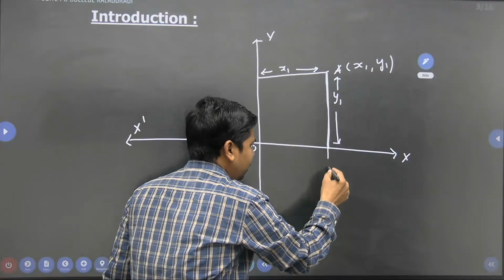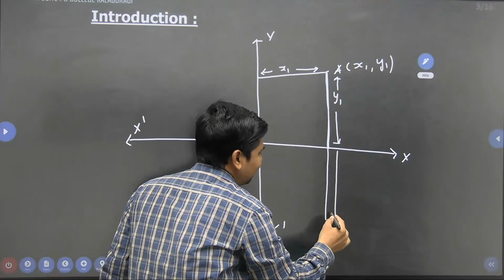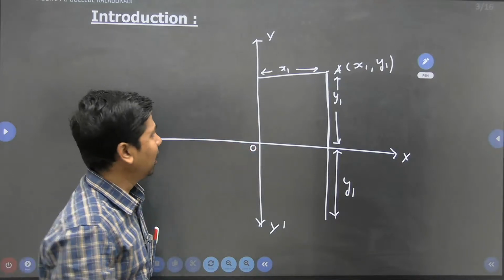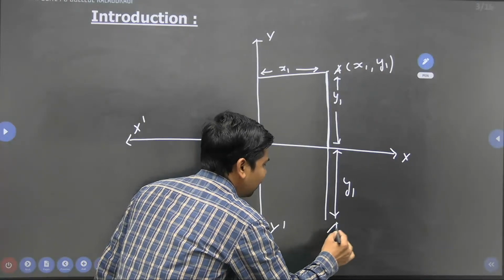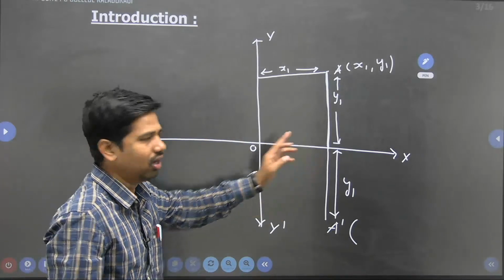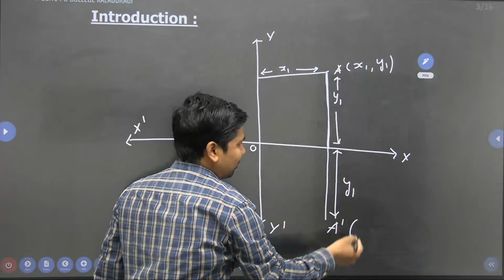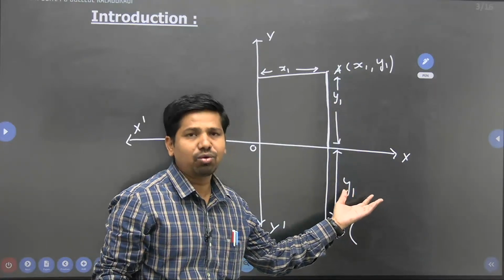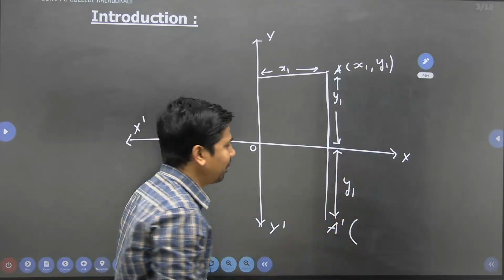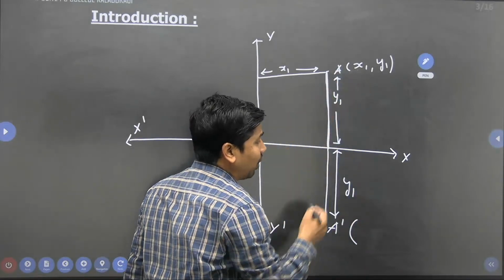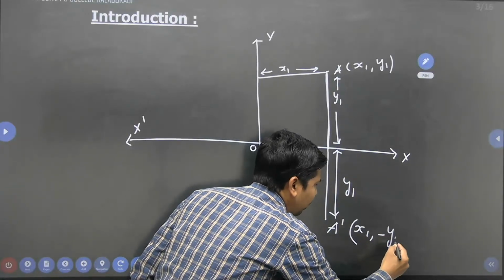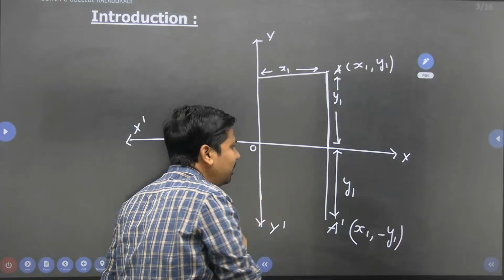From this point to the downward part, this distance is the same as y1, right? But let us call this point A dash. This is the image. There is no change in the x-axis, it remains the same. So the image of this point about the x-axis will be in the fourth quadrant. What are the signs in the fourth quadrant? X is positive and y is negative. Means the image of the point x1 comma y1 about the x-axis will be x1 comma minus y1, because the y coordinate is negative in the fourth quadrant.